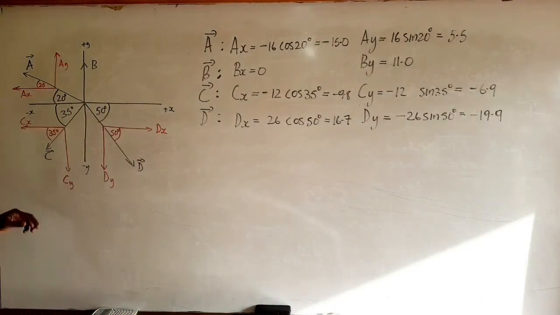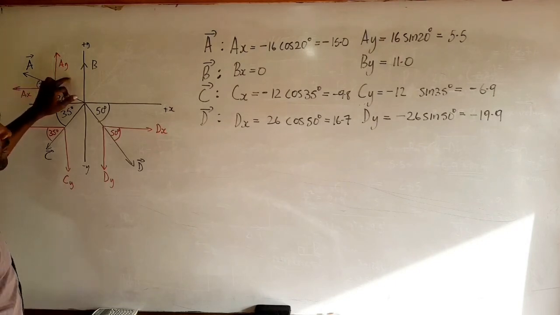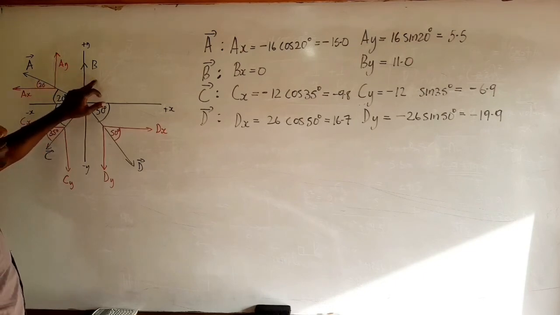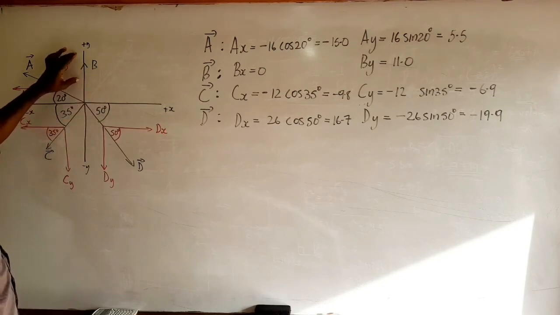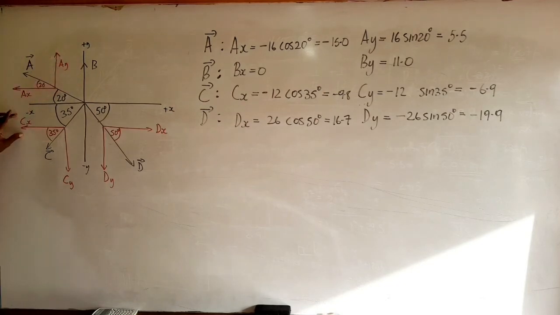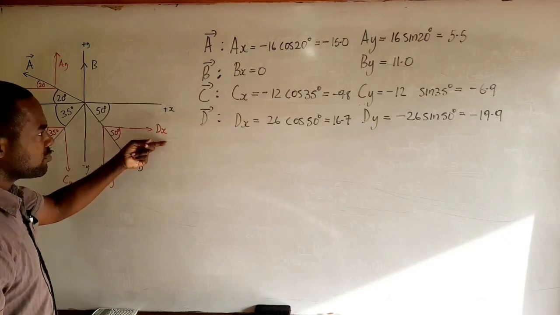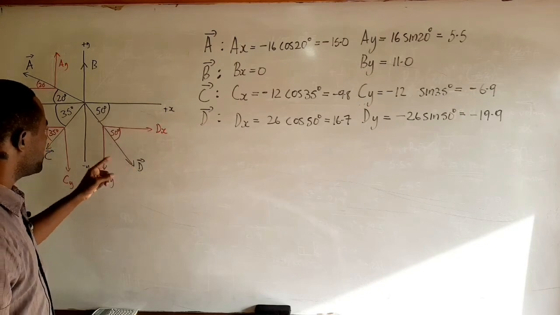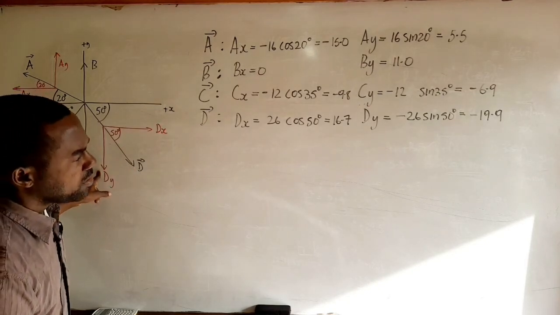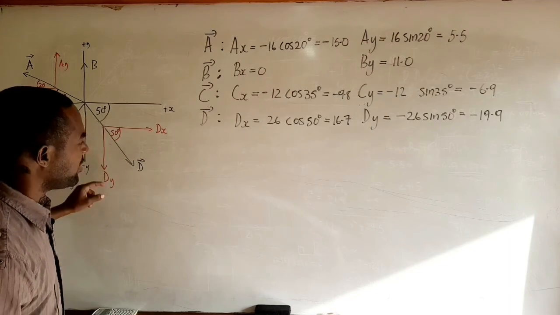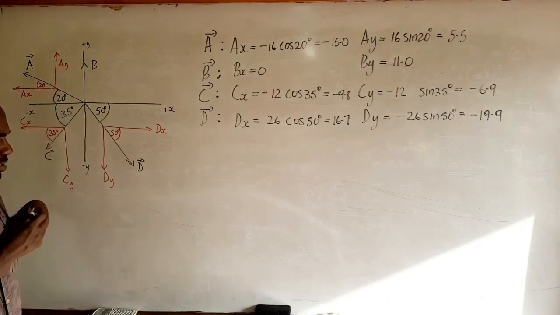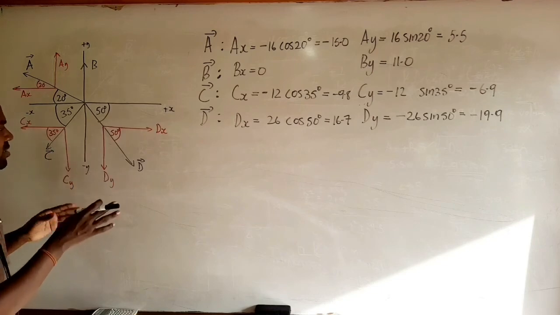So we'll just check to make sure that our respective components have their correct signs. So Ax negative, minus 15, Ay positive, plus 5.5, By is 11.0. It has no x component, so Bx equals 0. Cx acting to the left will have a negative value, minus 9.8. Cy acting vertically downwards will also have a negative value, minus 6.9. Dx acting to the right will have a positive value, 16.7. And dy acting in the negative y direction will also have a negative value, minus 19.9. So having checked that, we now proceed to calculating the sum of these in the x and y directions respectively.